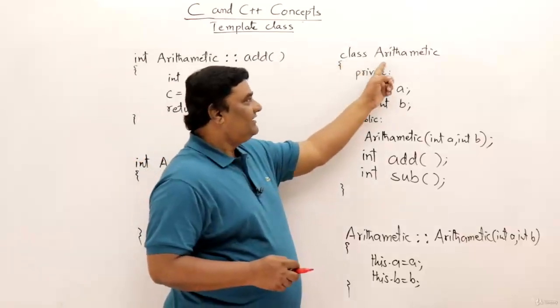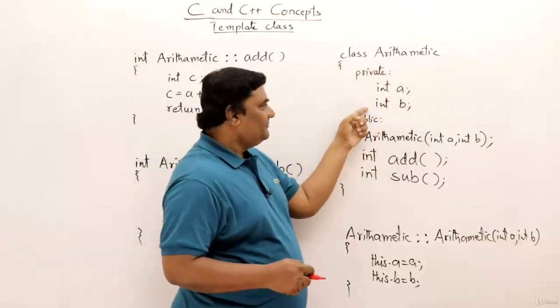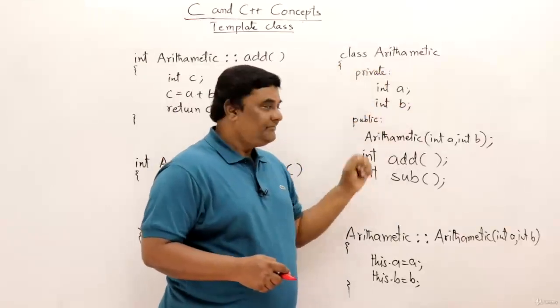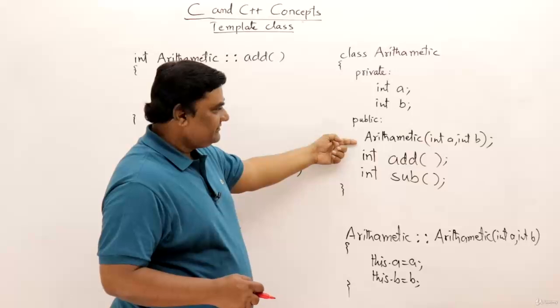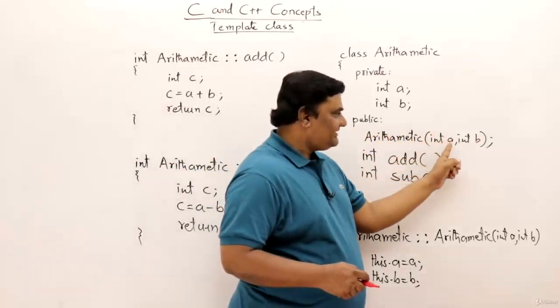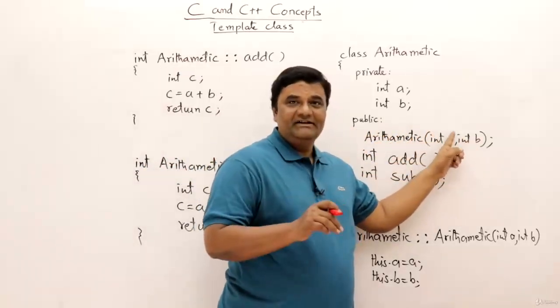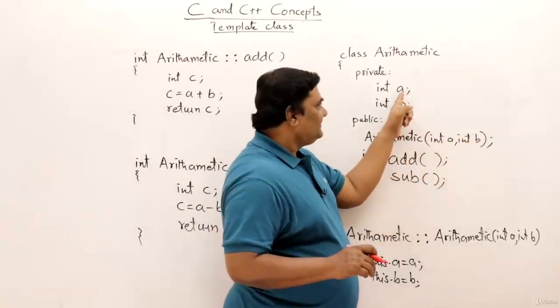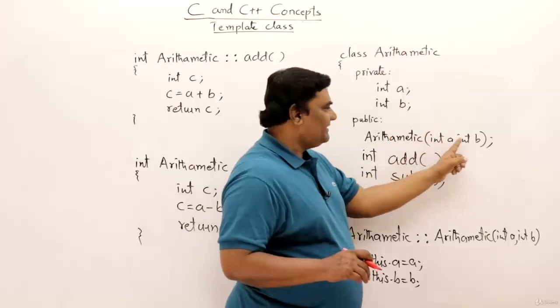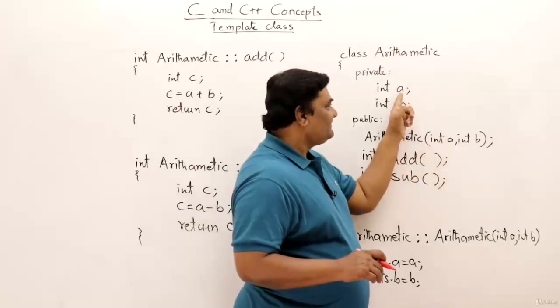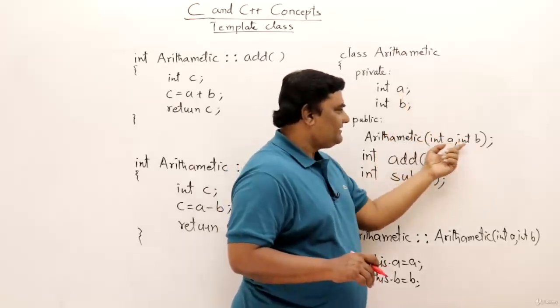Here is a class called Arithmetic and two data members a and b, integer type. Then this is a constructor. The constructor is taking two parameters. Again, the parameter names I have taken are the same names, a and b. So these are the class members and these are the parameters. So we call this as this a or this b, and these are parameters a, b.